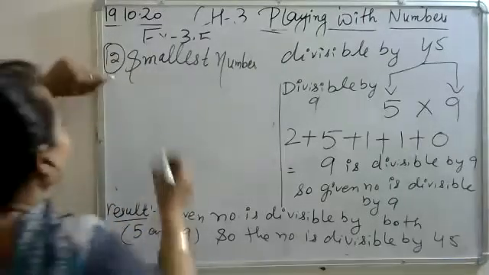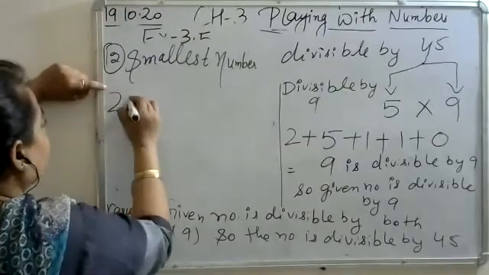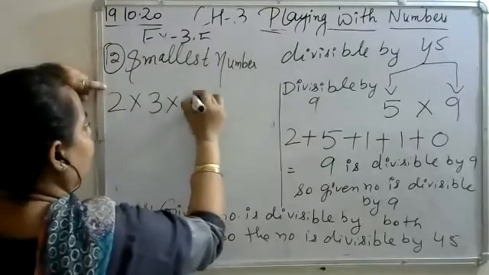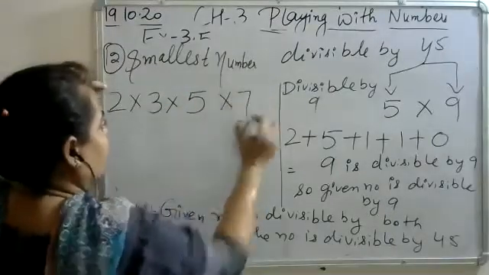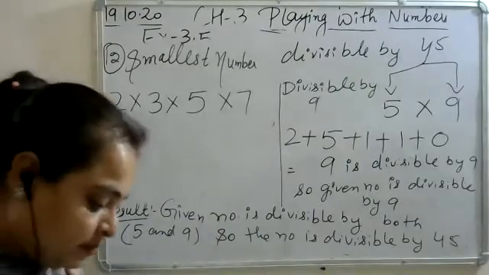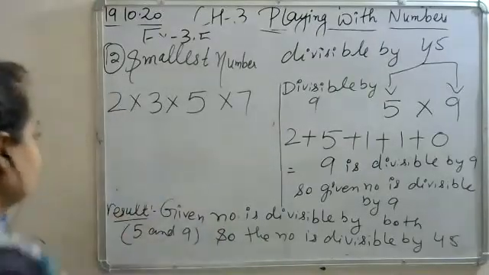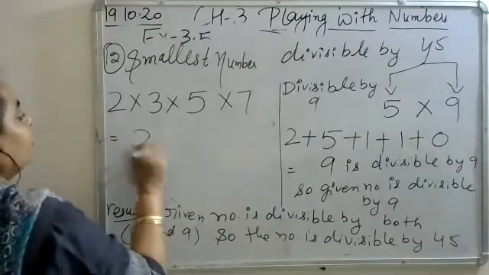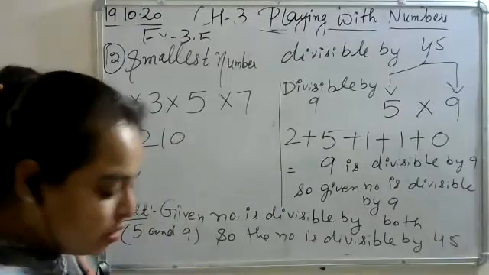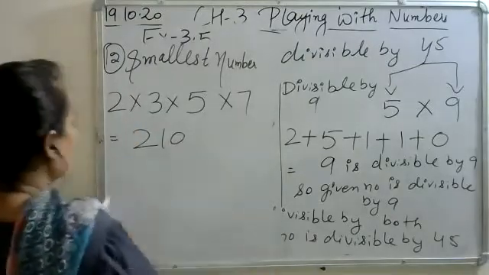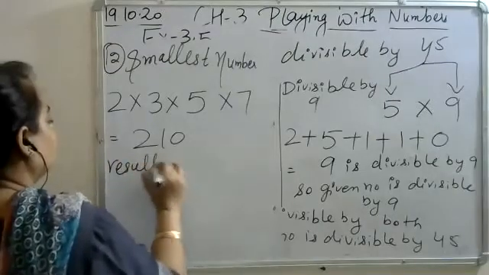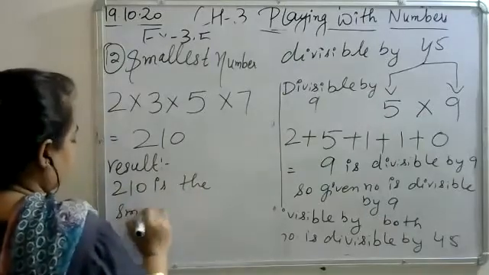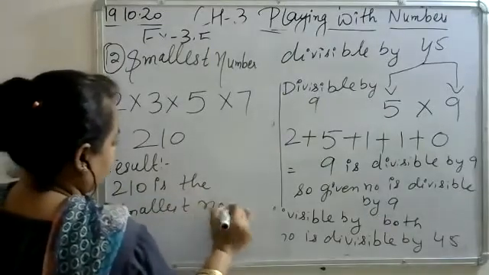Now, the first prime number is 2. The next prime number is 3. The next prime number is 5. And the next prime number is 7. Multiply, and tell me the result. Very good, Gorish, 210. So in the result, you will write 210 is the smallest number.